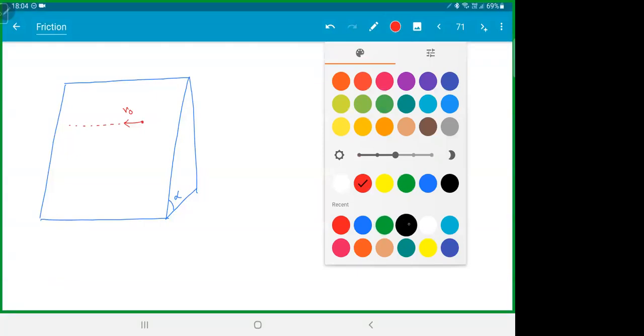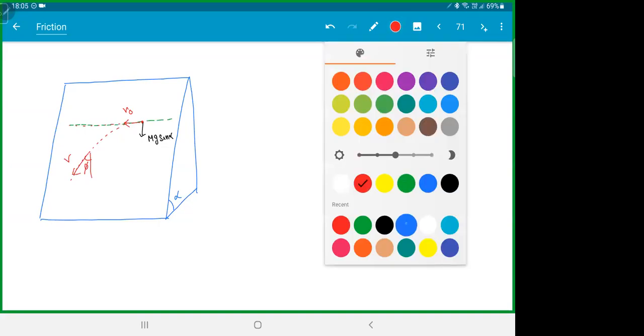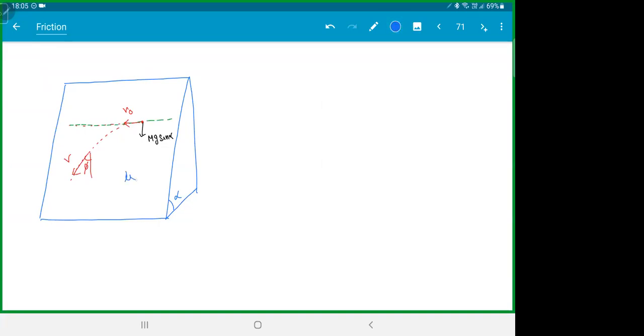If you look at this in the side view, the forces acting on this body will be mg sine alpha. That is what will be dragging it down. Because of this, it actually starts going like this. Instead of going straight, it will start going like this. So at some point here, it will have a speed v when this angle is some phi. So he is asking, find this velocity as function of this phi. And this coefficient of friction is mu.